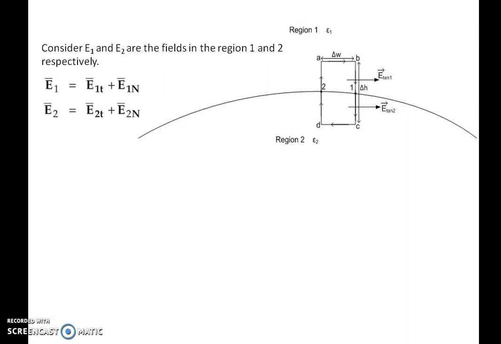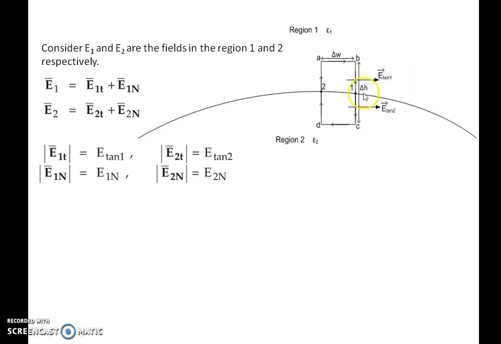The magnitude of the tangential component of E1 is taken as E tan 1, and that of E2 as E tan 2. Similarly, the normal component magnitudes are E1n and E2n. Now as I said, I will consider delta H tends to 0. When this tends to 0, the field corresponding to A to D and B to C becomes 0.